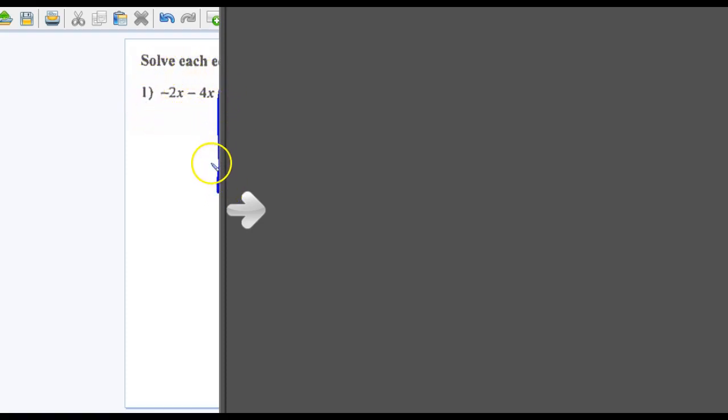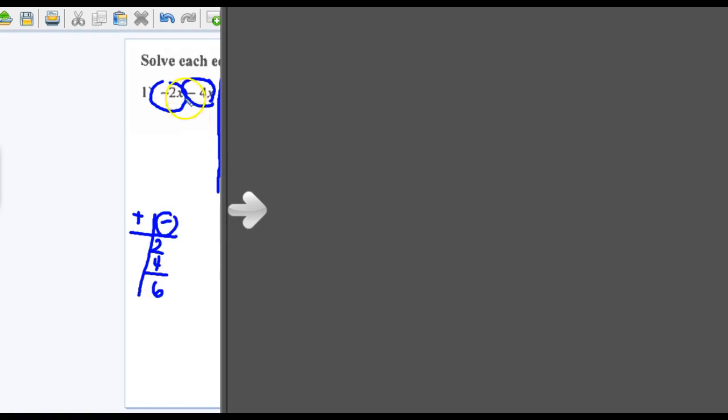First thing I want to do is look for like terms. If I have like terms, then I can combine them. So on this side I have a negative 2x and a negative 4x. And these are like terms, so I can just go ahead and combine them. I'm going to come down here and do my column method. Plus and minus, this is a negative 2 and this is a negative 4. They're both on the negative side, therefore I add them and they become negative. And then my x's tag along. So I'm going to end up with a negative 6x on this side.